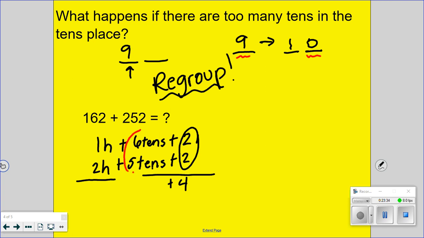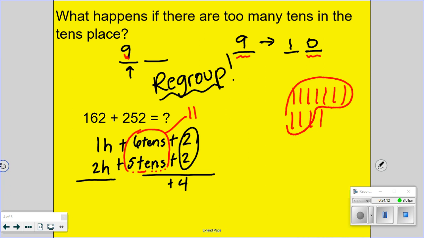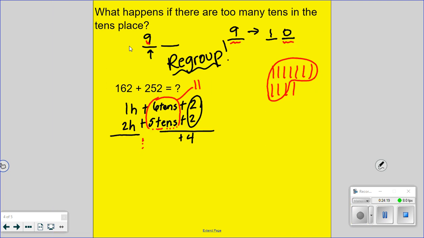I've got 6 tens and 5 tens. How many tens is that? 11 tens. I can't squish 11 tens in the tens place. Talking while I'm talking makes it hard for people to hear. I can't squish a tiny 11 in there. It won't work. So I have to regroup it. I can use those 11 tens. 1, 2, 3, 4, 5, 6, 7, 8, 9, 10, 11. I can use 10 of them and squish it to make 100. So I've got 100. And then I had 1 ten left over. So 100 and 10.